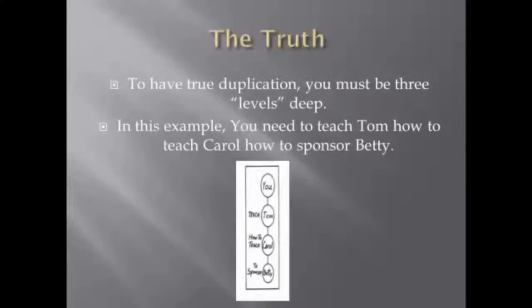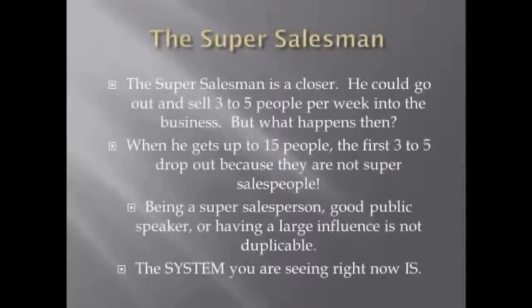So this would be a duplicated situation. And in this situation, you could go away. Tom, Carol, and Betty would still run the organization. The super salesman is a closer. So he could go out and sell 3 to 5 people per week into the business. But then what happens? When he keeps recruiting and recruiting and recruiting, he gets up to 15 people.